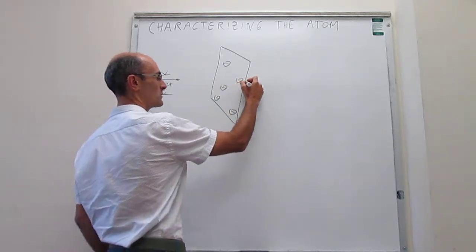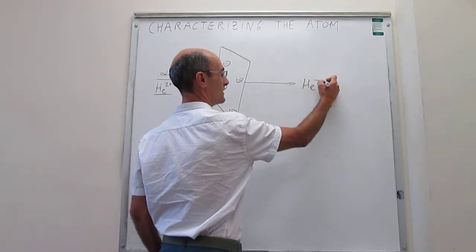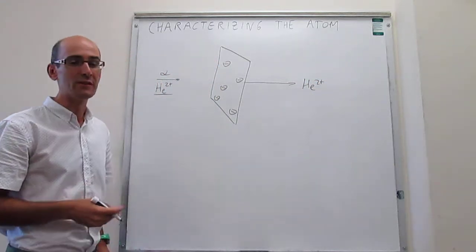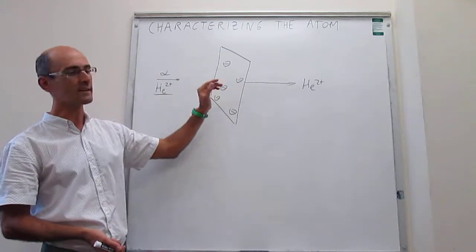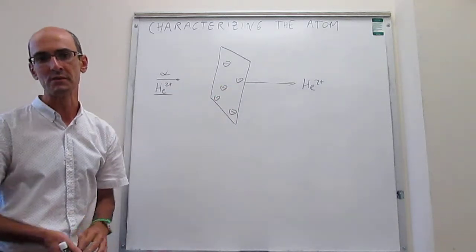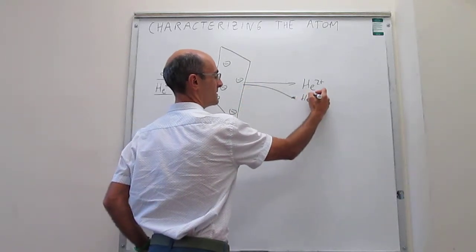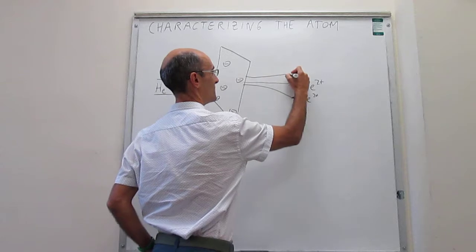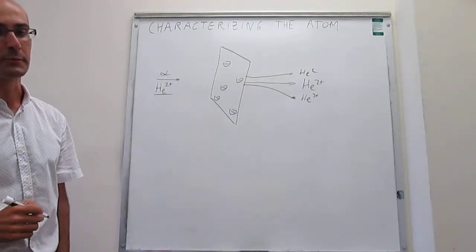So you expect most helium-2 plus particles to pass right through, and occasionally, if you get very close to one electron, because this is positively charged and that is negatively charged, you might experience some deflections that should be very gentle, maybe like that, or maybe like that. But that is actually something that was not observed at all.